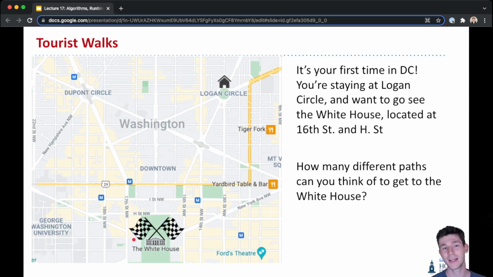I'll give you a minute. Come up with your favorite path. What path would you take if you were staying in DC over here at Logan Circle? You had to follow the streets, and you wanted to get to the White House. So I'll show you some of mine now. I hope you have one in mind.